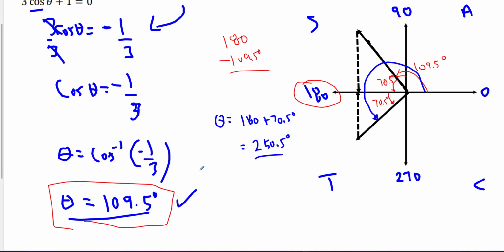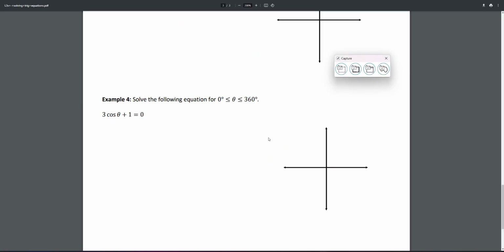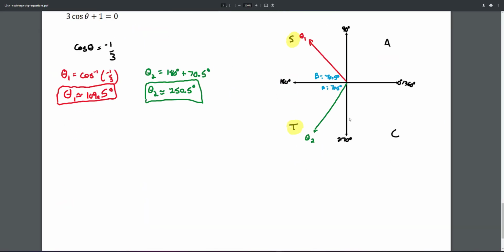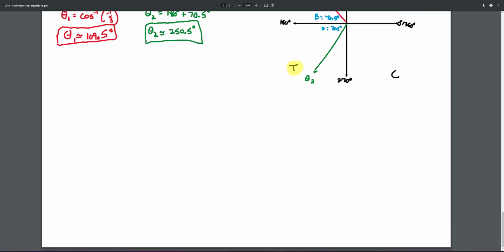So these are my two answers, and you can check your answers. You can do cos of 109.5 and cos of 250.5. Plug it into your calculator, and you should get the exact same number. And here we have 109.5, 250.5. So perfect.